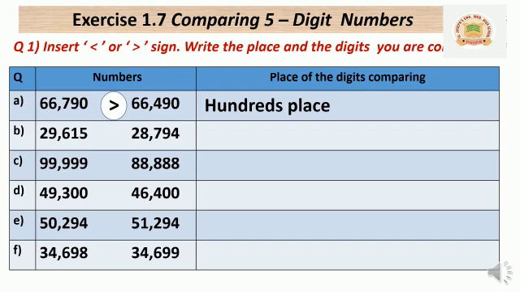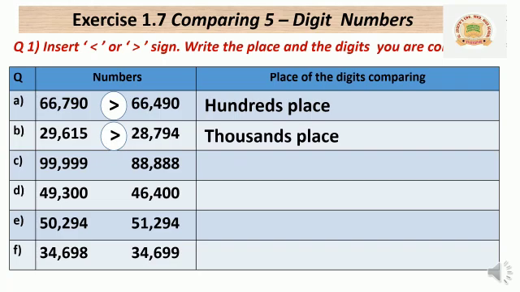Next, 29,615 and 28,794. 20,000 is equal to 20,000. 9,000 is greater than 8,000. Therefore, 29,615 is greater than 28,794. Which place have we compared here? Thousands place.